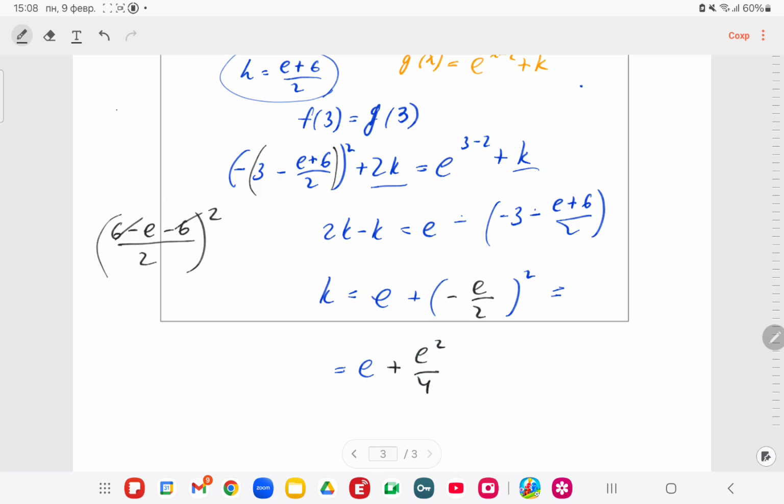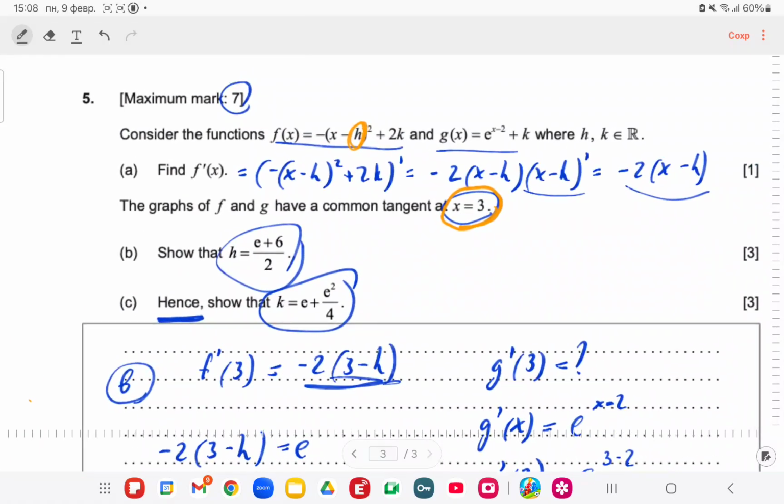Okay, that's it. I'm not saying that it is fantastic and brilliant, but still, sometimes this kind of question is possible to see in the exam, and you should know what to do. Okay, hope it was clear.